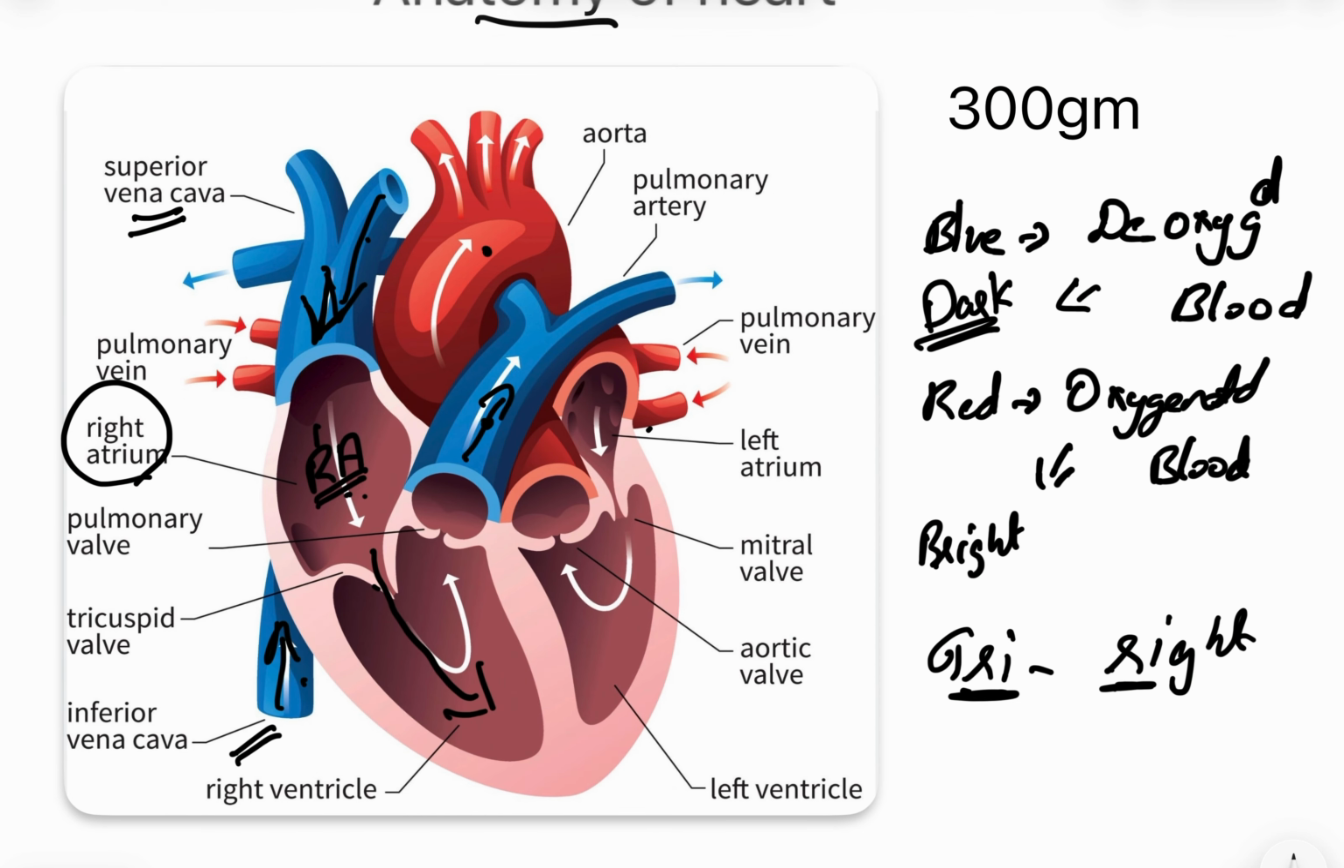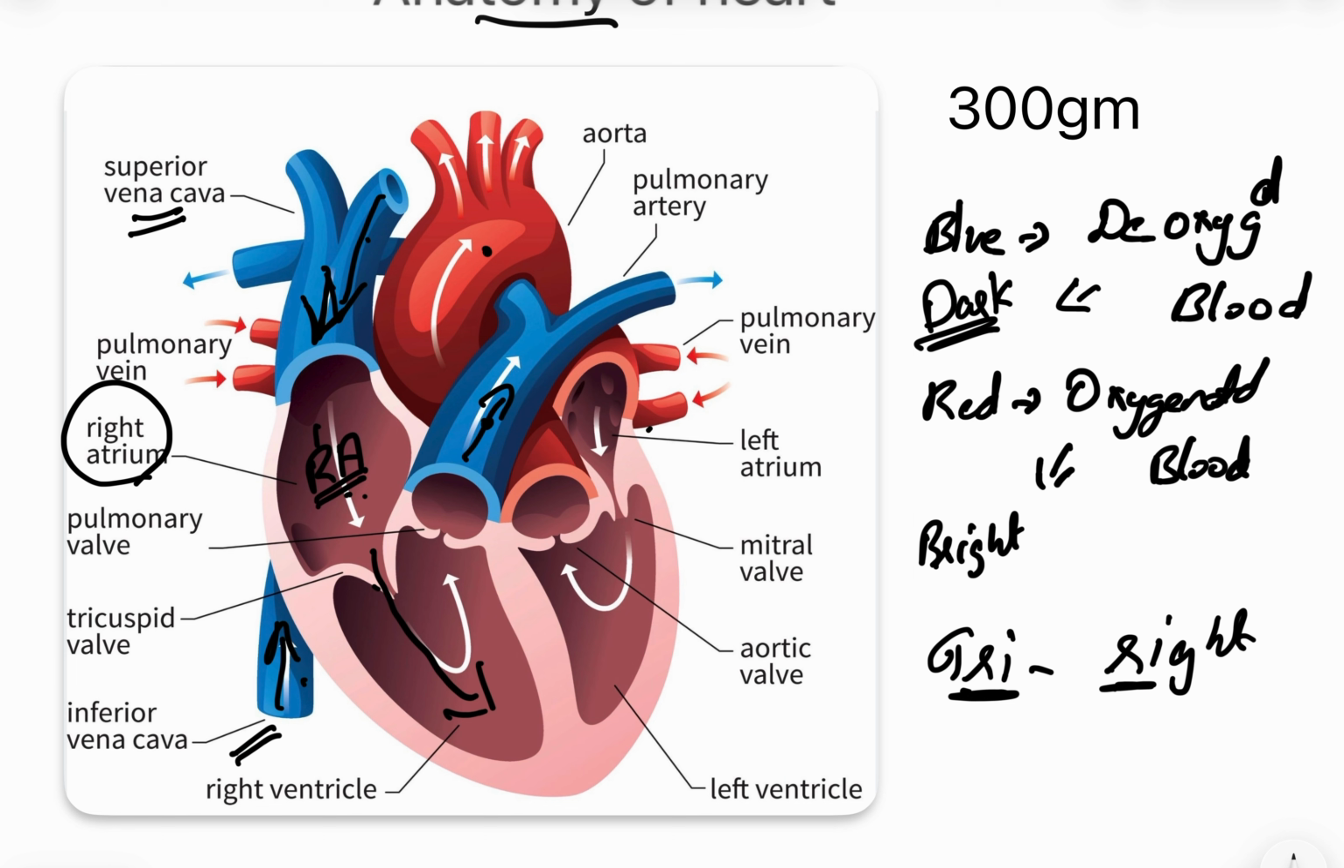So we know this blood is deoxygenated. The blood doesn't have oxygen because it has already been used by the body, so the blood coming to the right atrium is coming without oxygen. So now the blood is in the right ventricle. Now the blood wants oxygen.